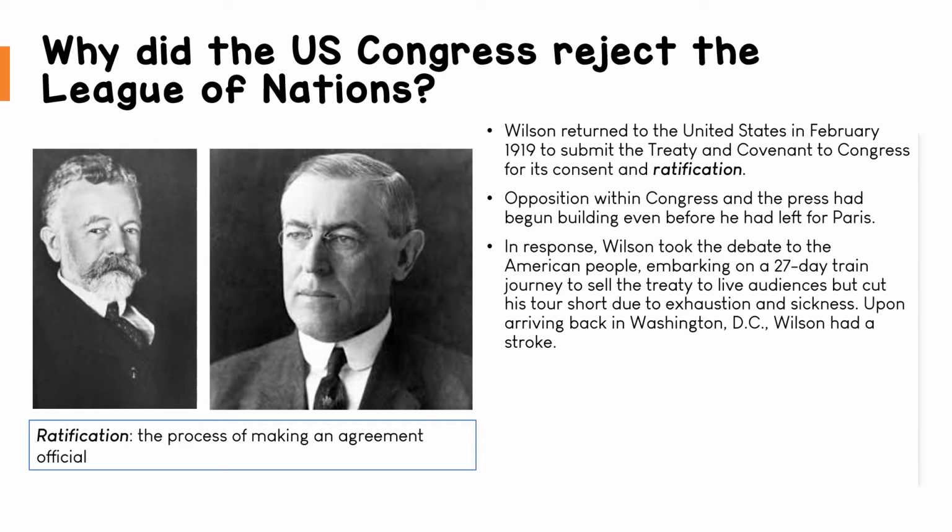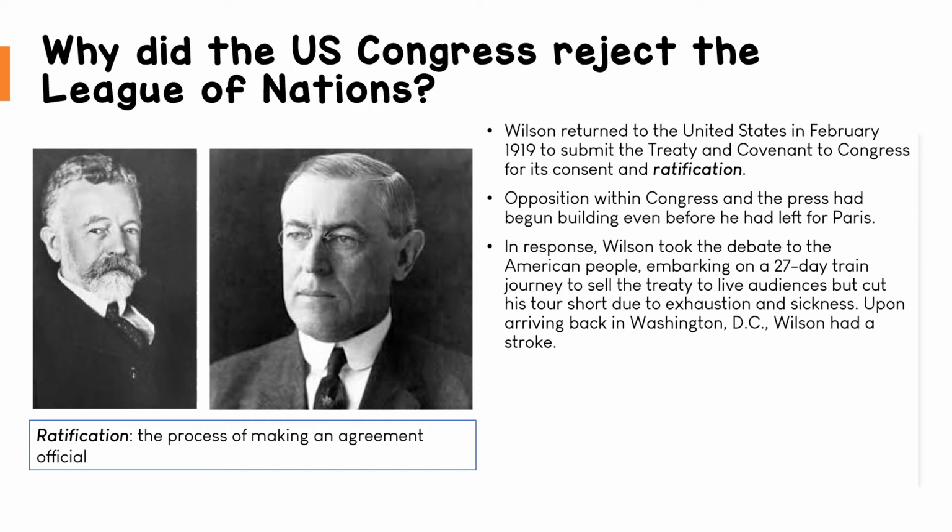I mean, Wilson had to try then to convince the American people that the League of Nations was something positive for the United States. What did he do then? He went on a train journey, a 27-day train journey, to try to gain public support for the League of Nations. And he would speak to people in cities all around America.